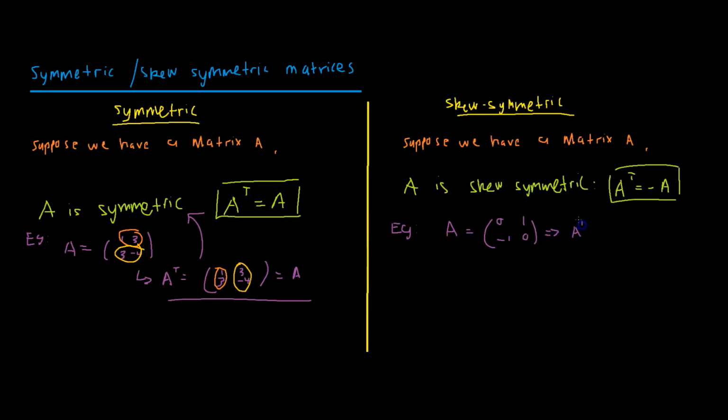Well, taking the transpose of this, the rows become the columns. So the new matrix would be 0, negative 1, 1, 0. Now factoring out a negative we would have 0, 1, negative 1, 0. And now we realize that 0, 1, negative 1, 0 is just A. So A transpose is just negative A. Hence, the matrix is skew-symmetric.